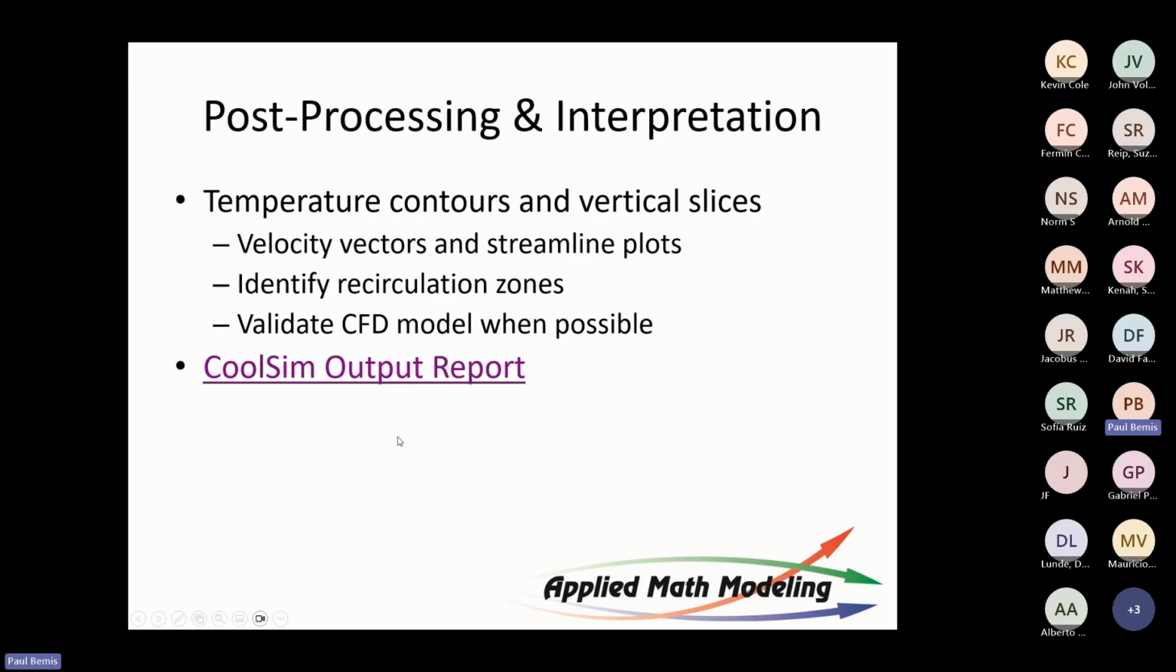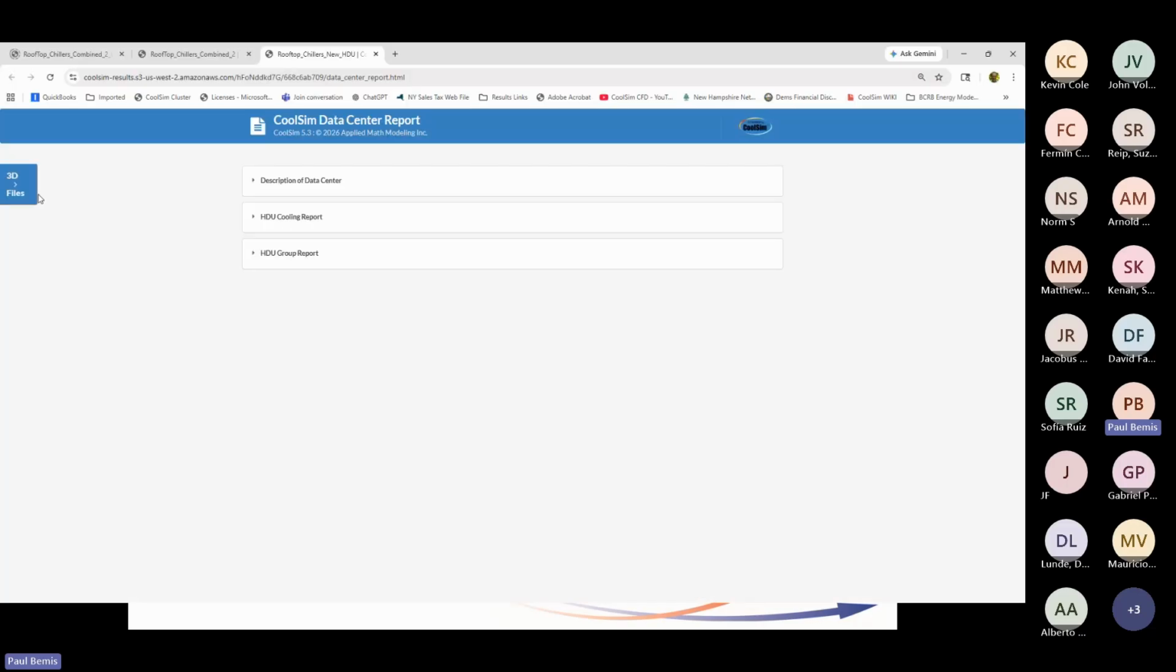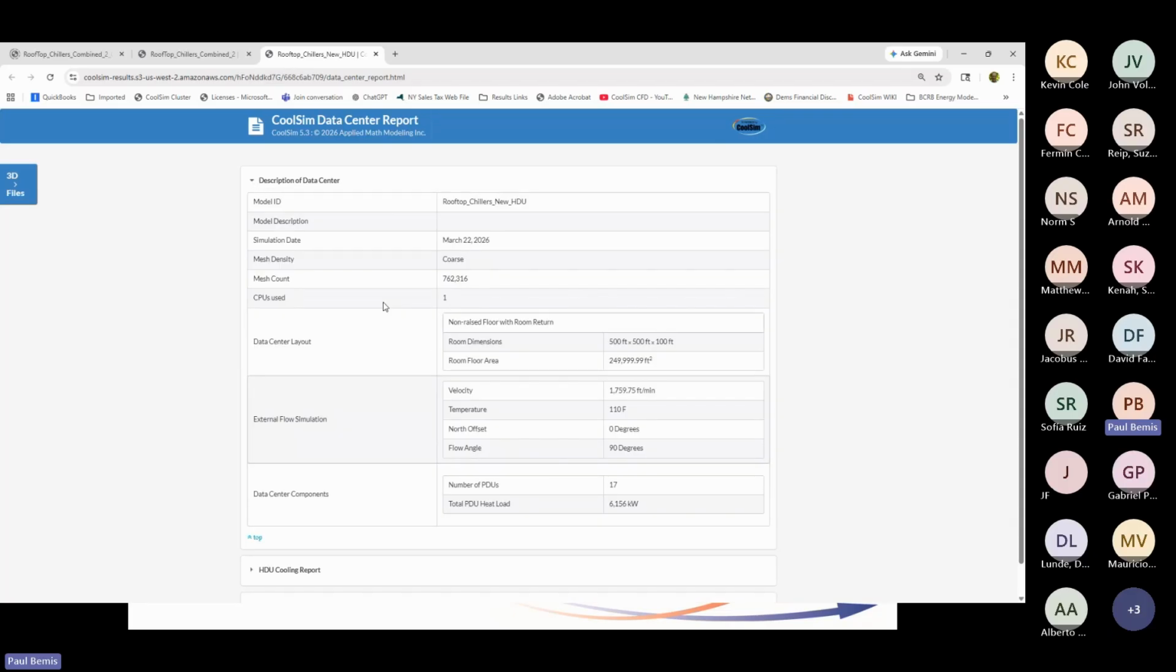CoolSim is quite nice in that it generates this hyperlinked output report. I'm going to show it to you. It gives you things like vectors and streamline plots and recirculation zones. So let's take a look at this run that we have. Now, the nice thing here is that it's fully automated hyperlink. Okay, and what we do is we give you an overall description.